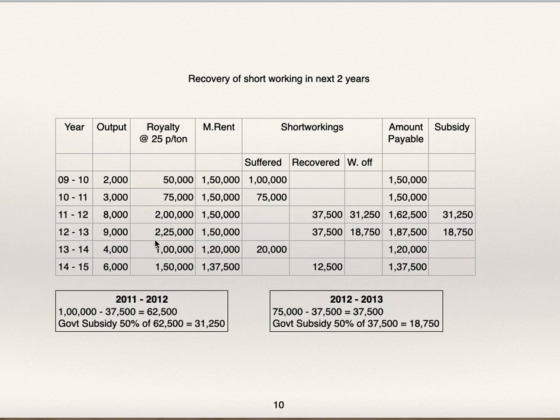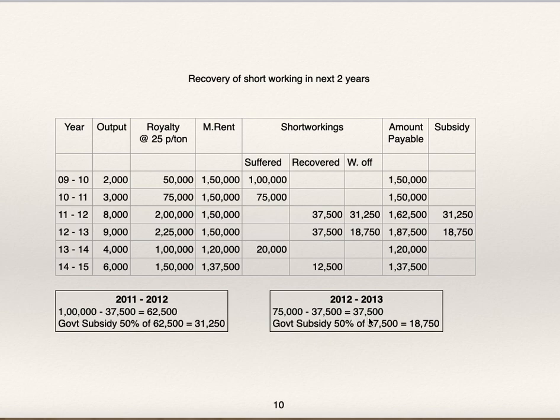Next year is 12-13, royalty 2,25,000, minimum rent 1,50,000. He cannot recover the entire difference between these two, 2,25,000 minus 1,50,000, because the maximum amount to be recovered is 37,500. Out of 75,000, he could recover 37,500.